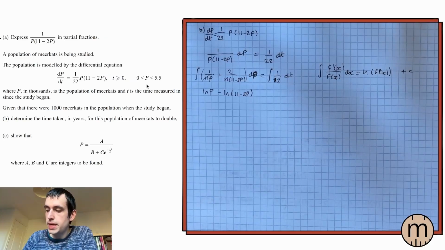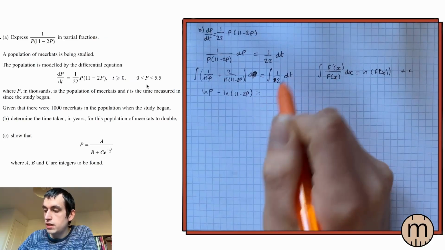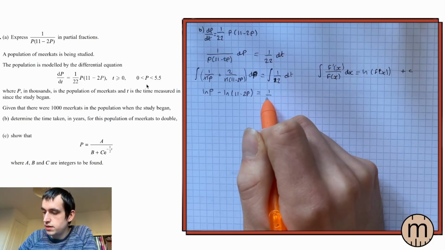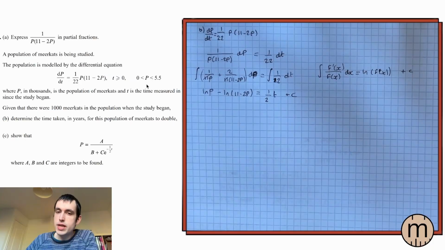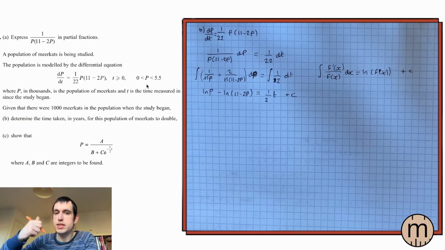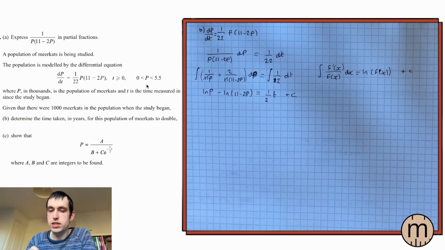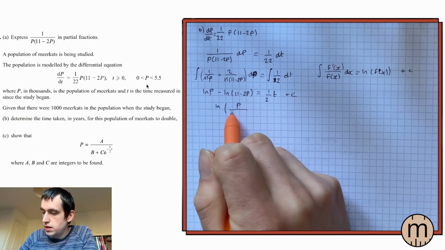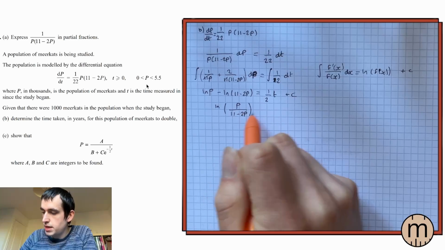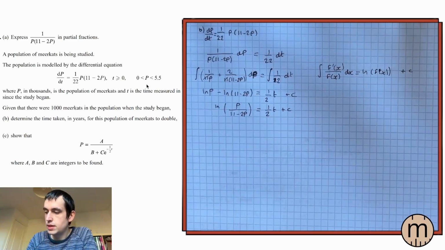So ln p minus ln 11 minus 2p, and the integral of a half, hopefully you don't need too much help on this one for now, half t. You can add plus c onto the left, you can add plus c onto the right, doesn't matter, I just like to plop it at the end. Last thing I'm going to do is combine these two logarithms together, make it look a teeny bit nicer, like this.